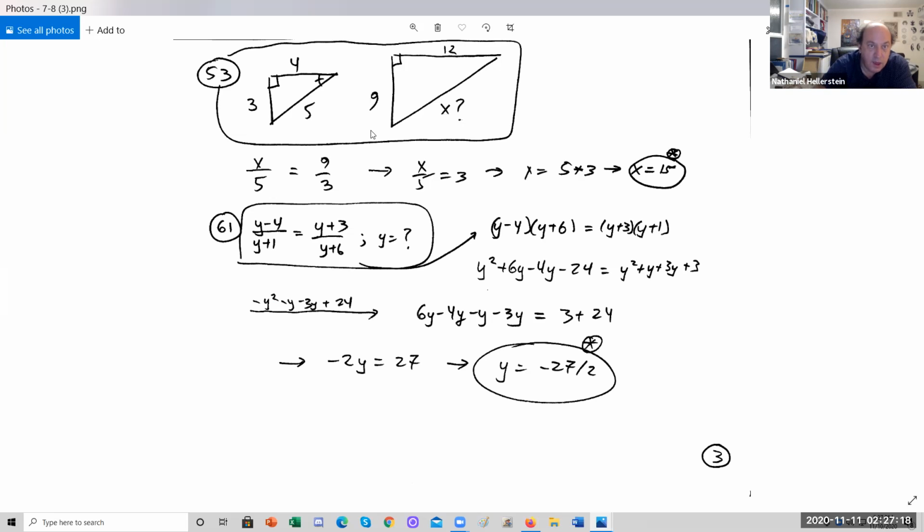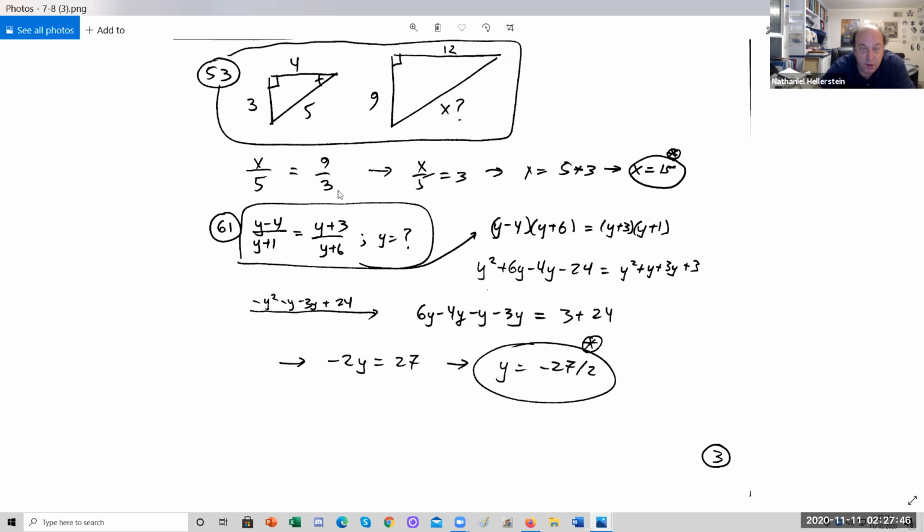Now let's see. And here's 3, 4, 5. Here's 9, 12. What's x? Okay, let's make sure that 3 is to 4 as 9 is to 12. Yes, if you cancel 3s, you get 3/4. And then 5. Well, okay then. And this is in fact a right angle triangle, as this indicates. So x is to 5 as, let's say, 9 is to 3. x to 5 is 9 is to 3.